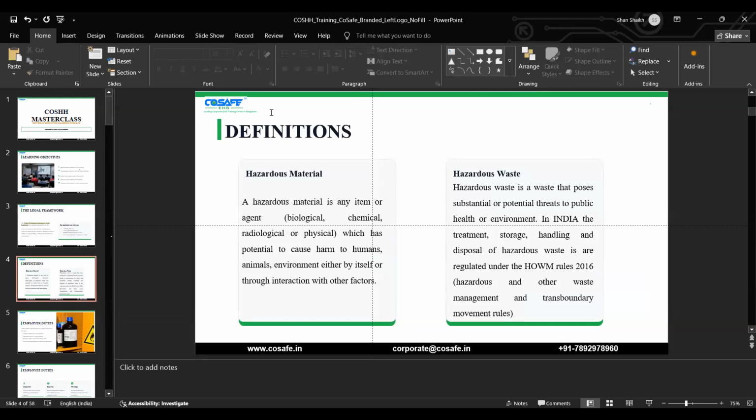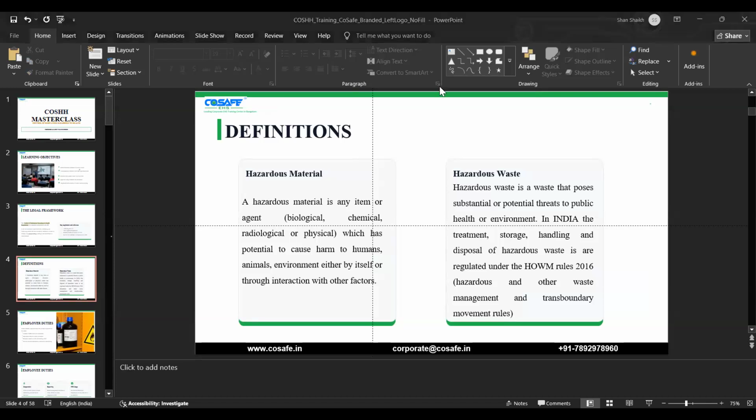Okay. Let's look into the definitions. Hazardous material. What is a hazardous material? A hazardous material is any item or agent which has potential to cause harm to humans, animals, or the environment, either by itself or through interaction with others. Any material which can cause harm to humans, animals, or environment is known as a hazardous substance.